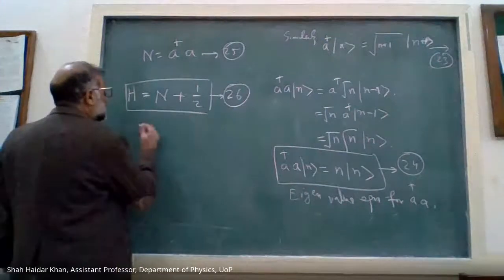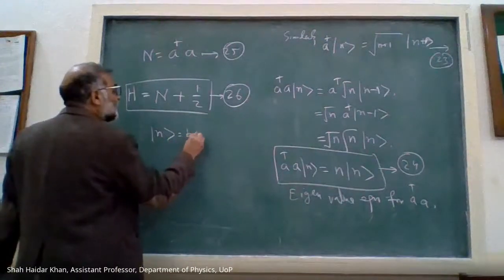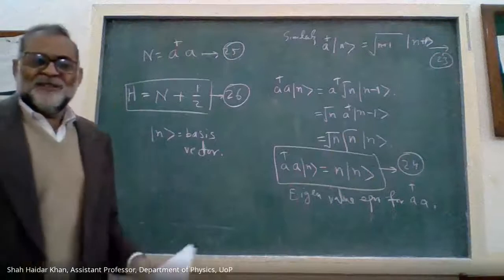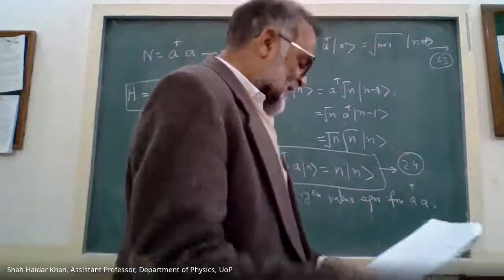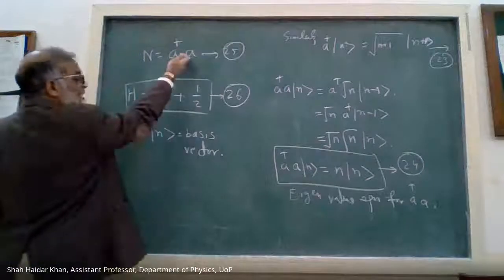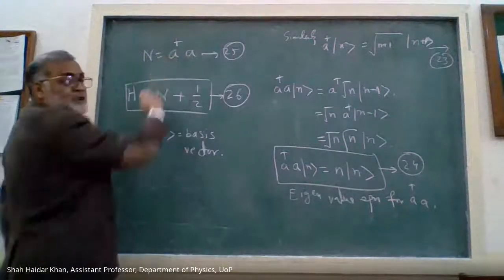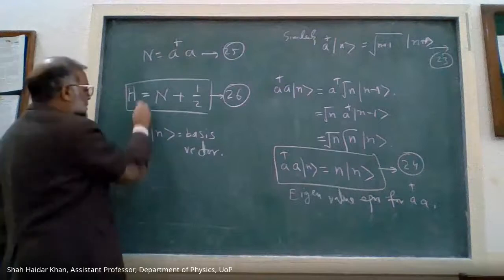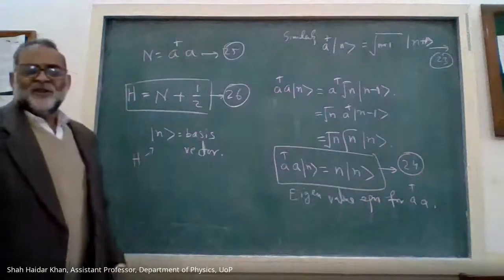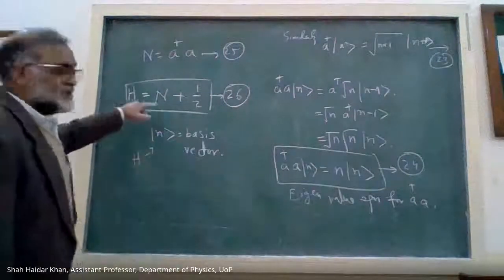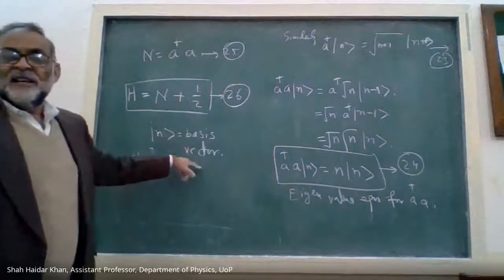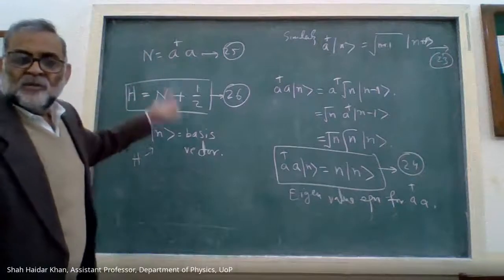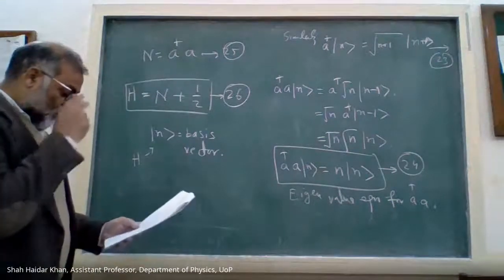Our basis will be now this thing, a basis vector in the n-dimensional space. And this is the space in which this operator can act, and similarly the space in which H can act. So the number states as a number basis form the space in which the Hamiltonian and the number operator can work.